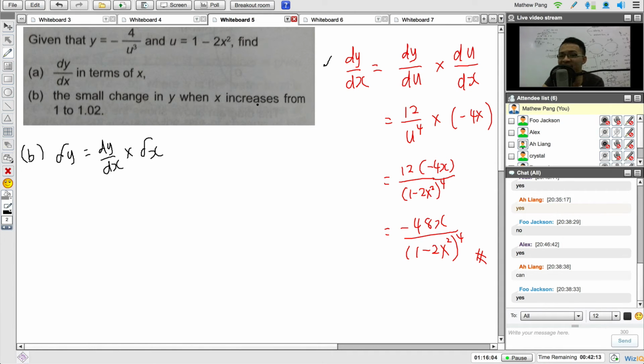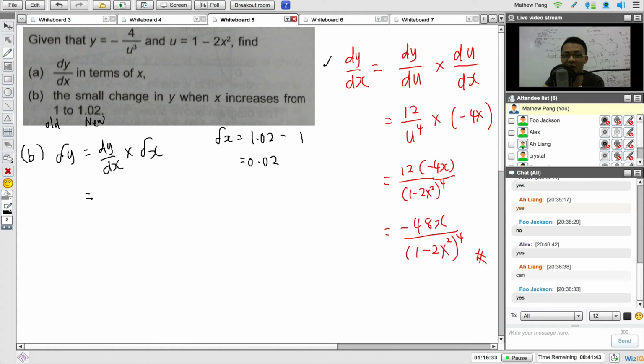And then he says x is increased. Very important, the word increase means you do not have negative. So this is the new value of x, and this one will be the old value of x, because from the old to the new one, it makes sense, right? So I want to find my change of x first. My change of x, I take my new value minus my old value, which is 0.02. That is the change of x.